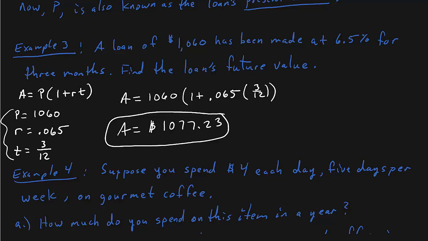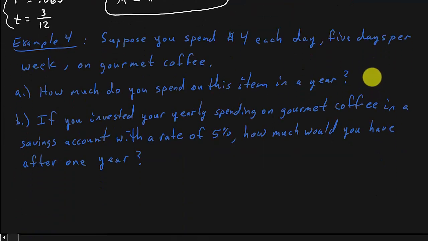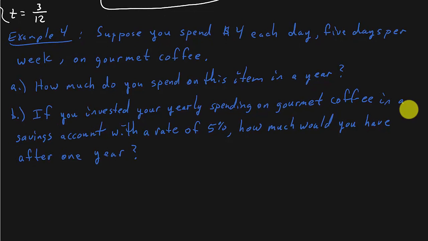All right, so I hope this is making sense. So let's look at this next problem. All right, so it says, suppose you spend $4 each day, 5 days per week on gourmet coffee. How much do you spend on this item in a year? And then part B, if you invested your yearly spending on gourmet coffee in a savings account with a rate of 5%, how much would you have after 1 year?